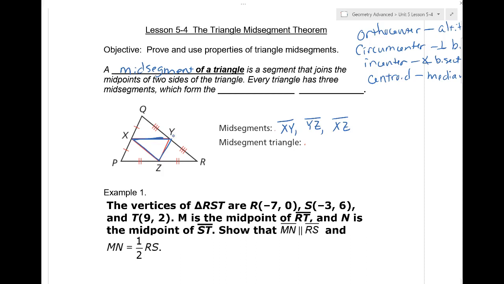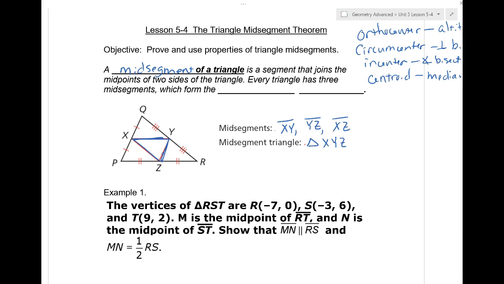So it has a name. It's called the mid-segment triangle, okay? And it's just a smaller triangle that works. And so it's triangle, and you can name it anyway, but I'm going to go X, Y, Z. Now, it's going to have some really cool special traits. So what we're going to do is actually derive the theorem before we do it.